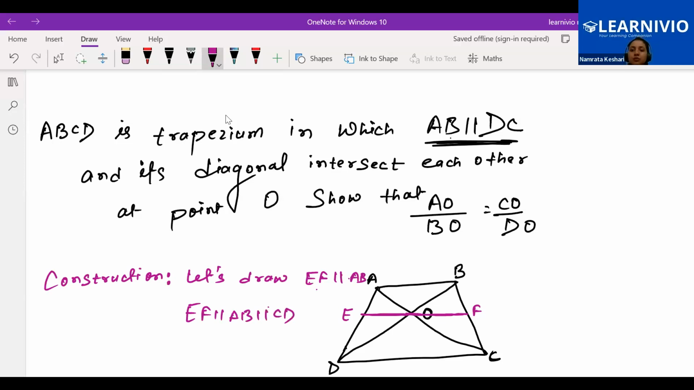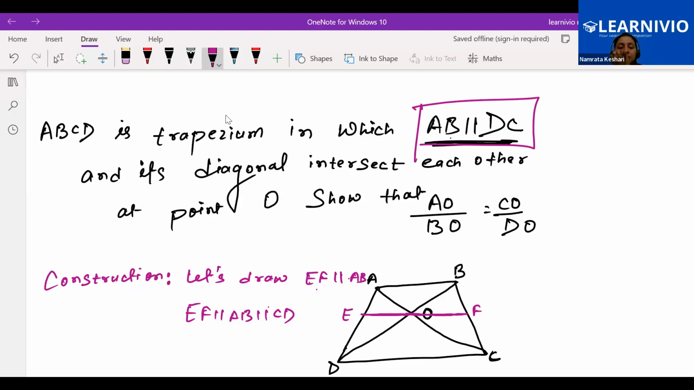Yes or no? If two lines are parallel with each other, and you draw one more line and say that it is parallel with one of them, then all three lines are parallel with each other. Yes or no? If we are saying that EF is parallel to AB, can we say EF, AB, CD all are parallel? Why? Because AB and CD are parallel with each other. It's a trapezium.